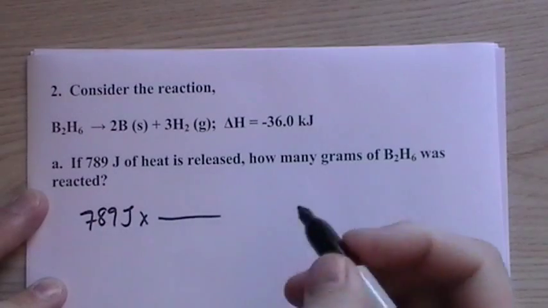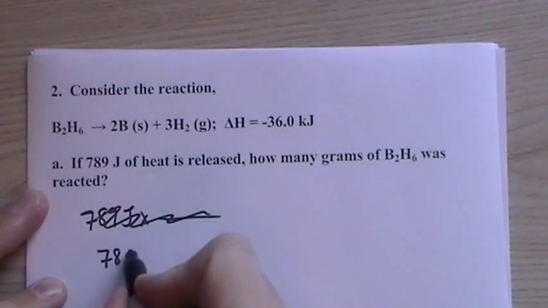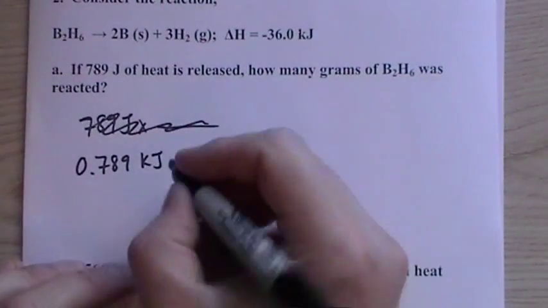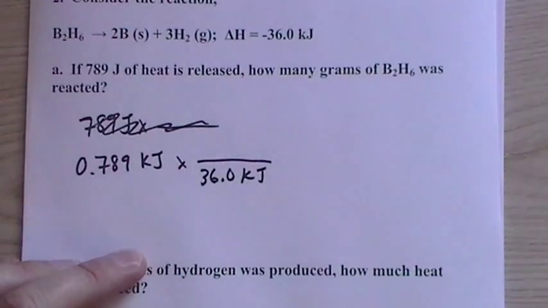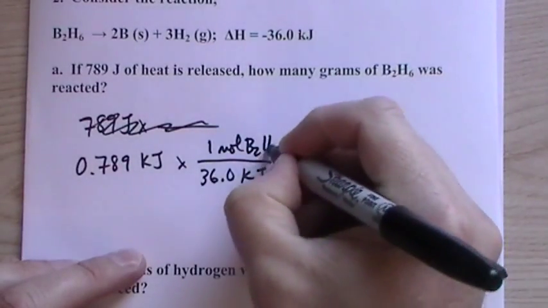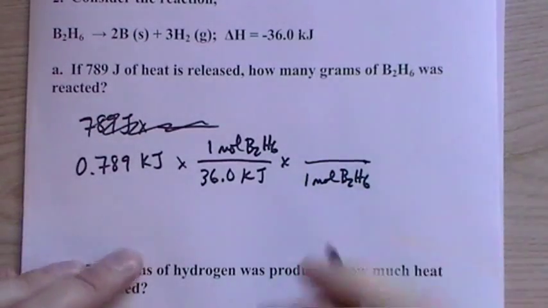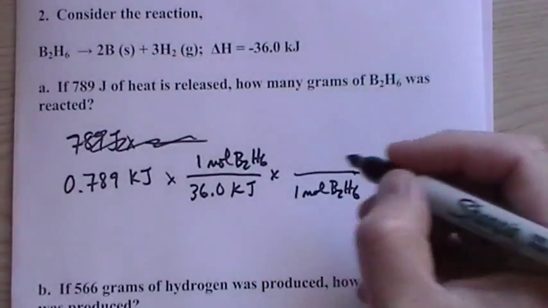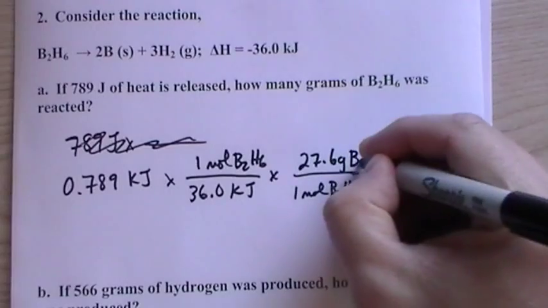And so that's joules. Oh, okay, so we're going to have to convert to kilojoules before we use what we have from the equation. So for every 36 kilojoules of energy that is released, that's 1 mole of B2H6. And then 1 mole of B2H6, we have 10.8 times 2 plus 6. So this comes up to be 27.6 grams.